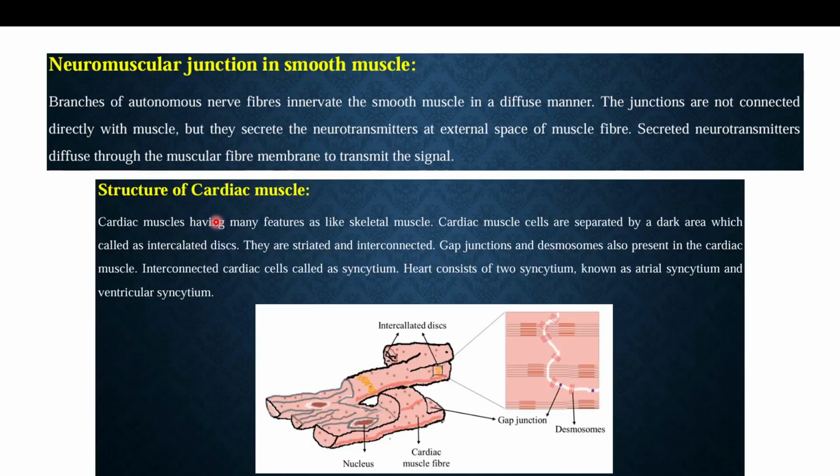Now, if we talk about the heart muscles, those are heavily branched, and they have stripes, they are striated. Cardiac muscles are separated by a dark area called intercalated discs. This portion here. If we completely cross section this part, here are the intercalated discs.